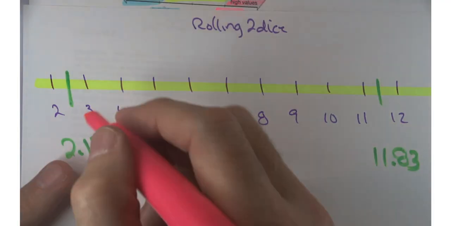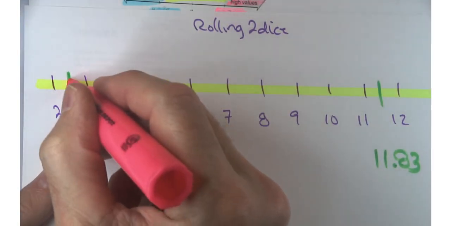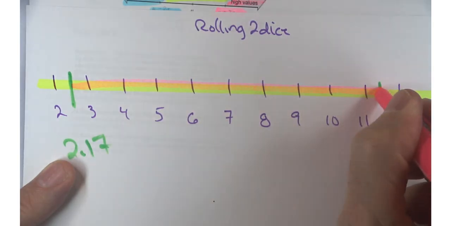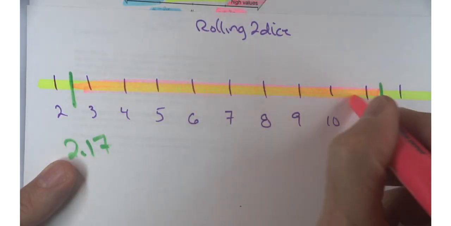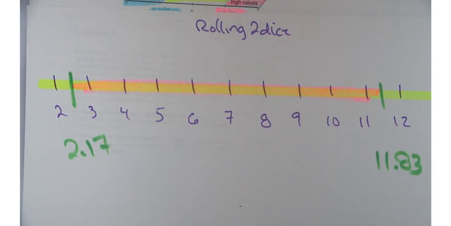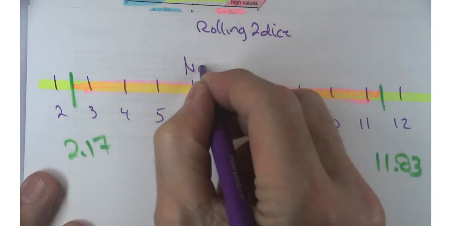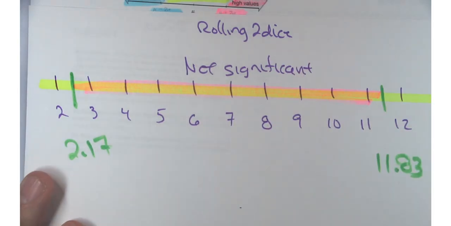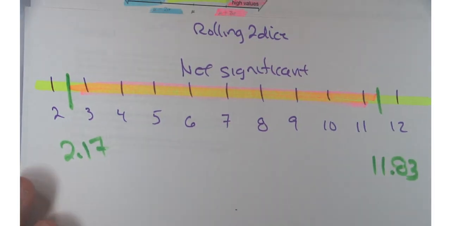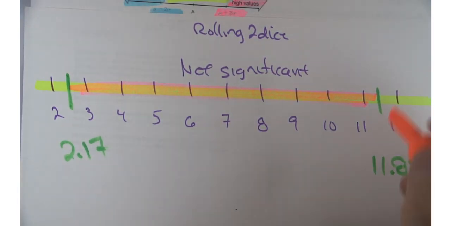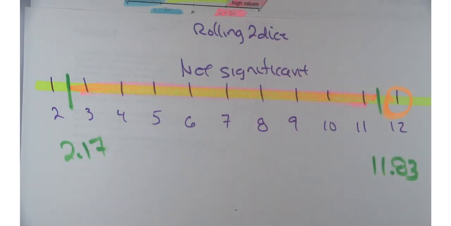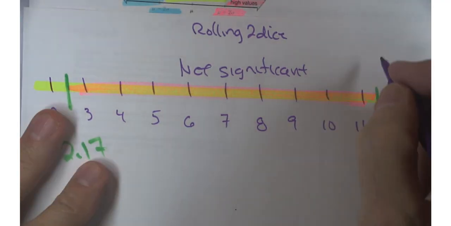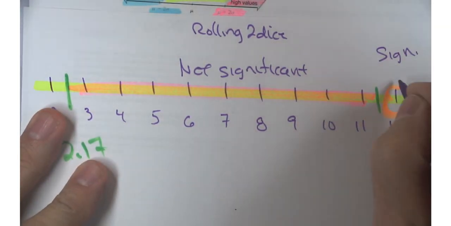So not significant is everything here. Basically from 3 to 11. These are not significant. What about a 12? What would you say about a 12? That's significant. In fact, it's significantly high.